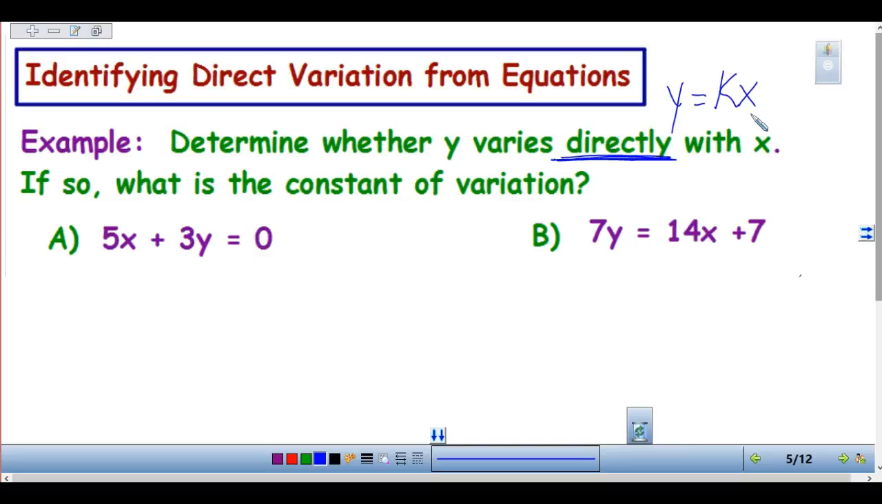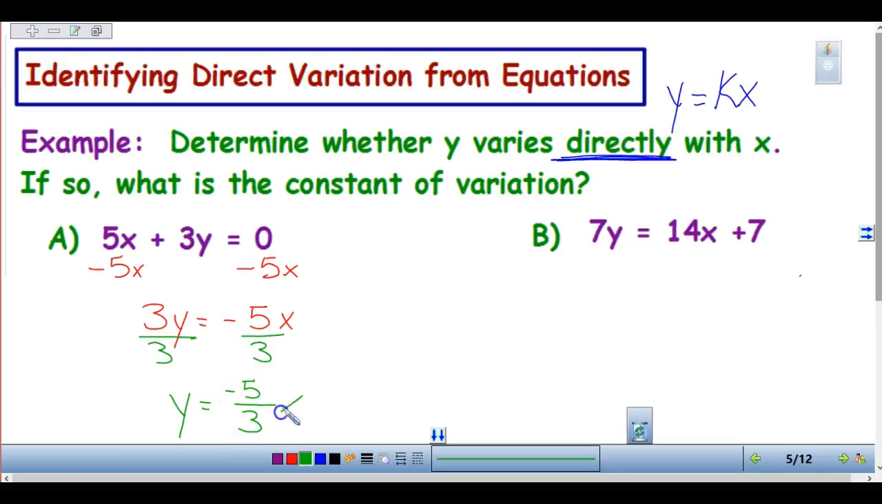Well, we have to get y by itself for each of these and decide, are they going to be direct? So, how do I get y by itself on this first one? What should I do first? I would subtract the 5x. You can divide by 3, but I think fewer mistakes happen if we subtract first. So we get 3y equals -5x. Now we want to divide by 3. So y equals -5 thirds x.